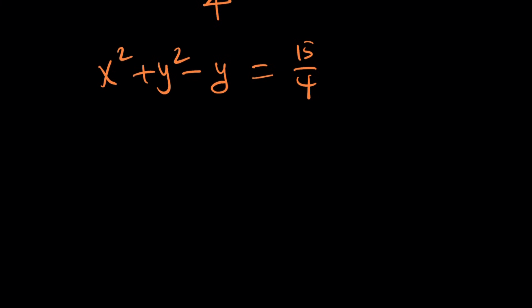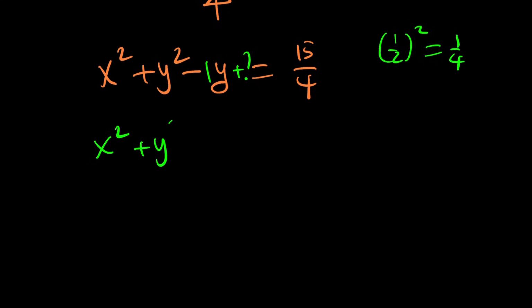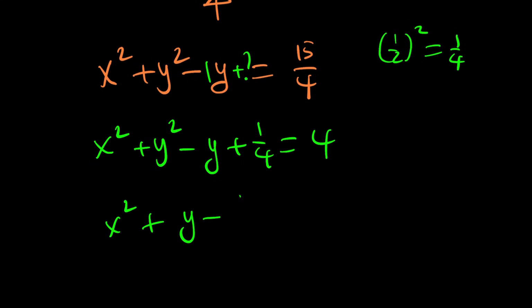Now, here's the challenge. You need to add something to this so that this becomes a perfect square. And the idea is you look at the coefficient of y, regardless of the sign, doesn't matter plus or minus. It's 1. Half of 1 is 1/2. Square it, 1/4. So that's what you need to add to both sides. Let me show you. x squared plus y squared minus y plus 1/4 equals 15/4 plus 1/4, which is 16/4, which is 4. Beautiful. Now, why did we add 1/4? Because it makes it a perfect square. And it's just perfect, right?